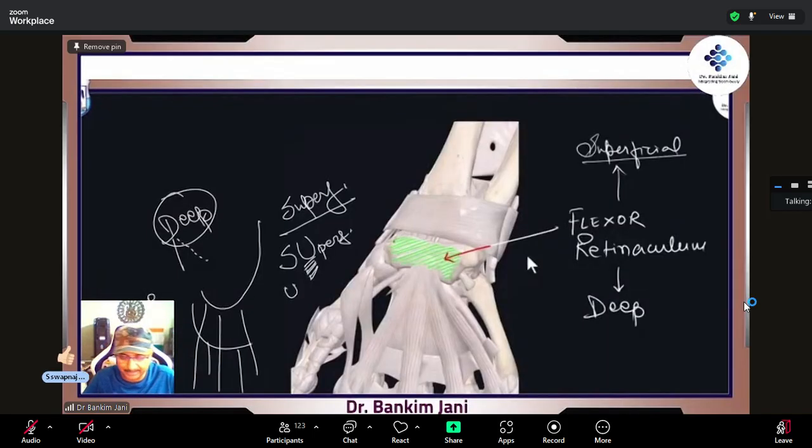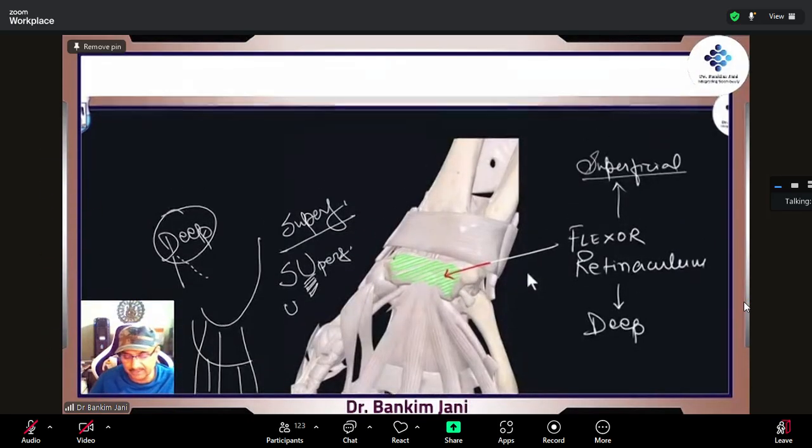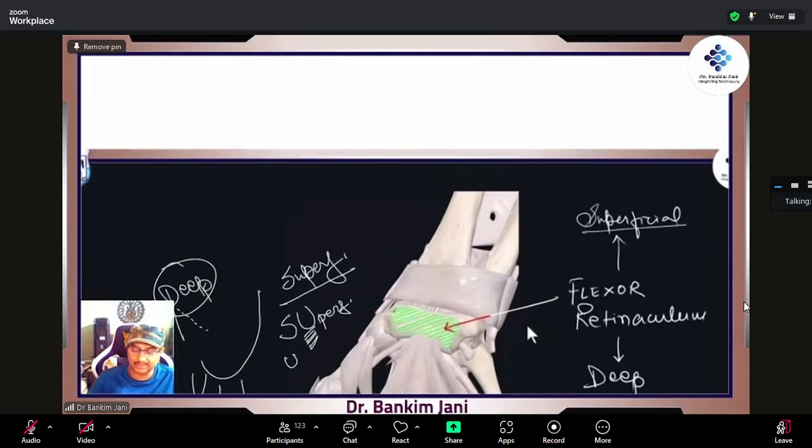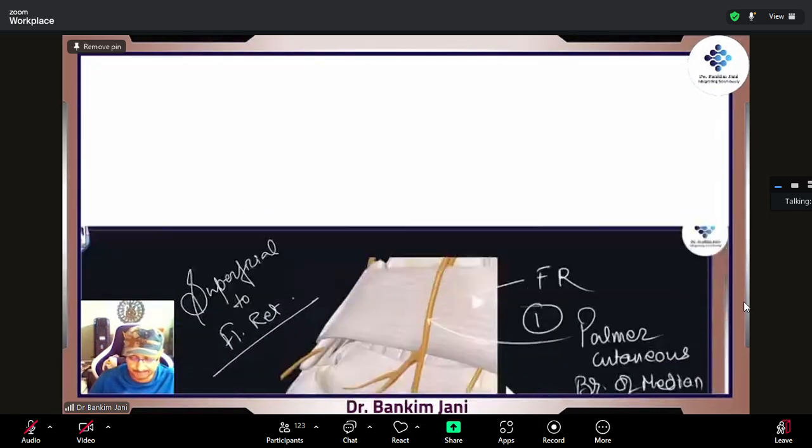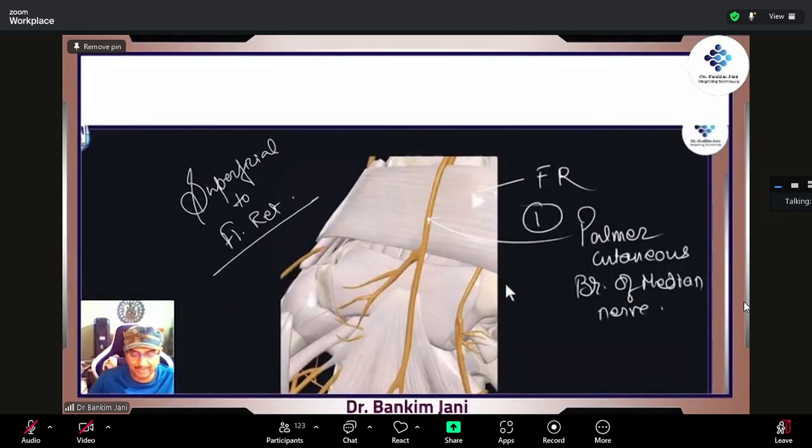So you have completed almost everything. Let's see this: flexor retinaculum. The favorite question of any viva is what are the structures which are passing superficial and what are the structures which are passing deep. So here it is, we start one by one: structures which are superficial to the flexor retinaculum. This is a small catch, mistakes happen here, so just pay a little attention. Don't remember anything, use logic.